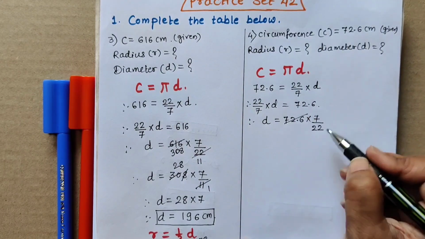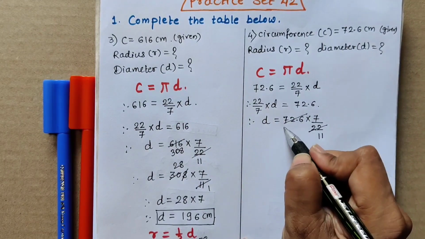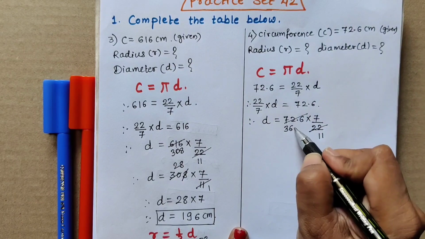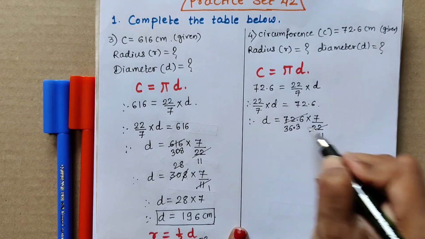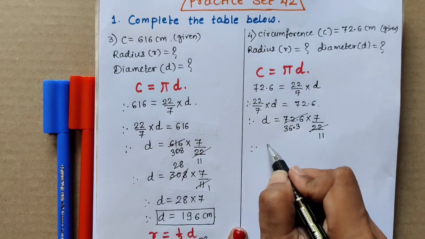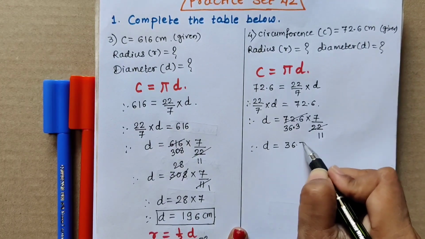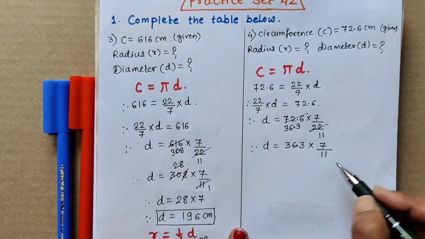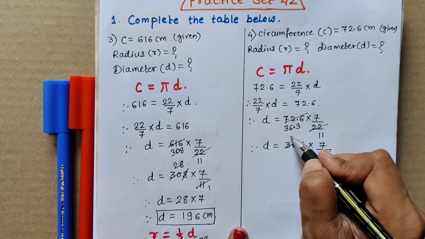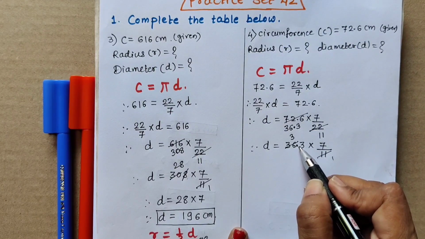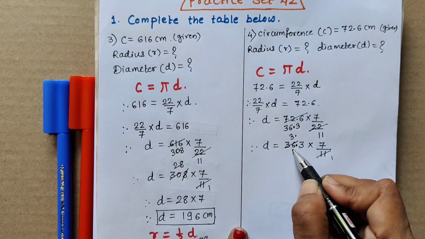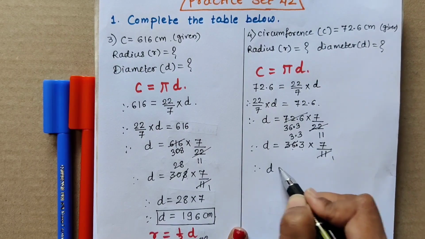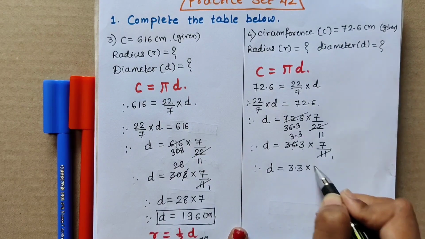Now cancel by 2. 2 ones are 2, 2 ones are 2, 2 threes are 6. 1 remaining, this 2 means 12, 2 sixes are 12, point is there, 2 threes are 6. So therefore D is equal to 36.3 multiplied by 7 upon 11. Again cancel this 36.3 by 11, 11 ones are 11, 11 threes are 33, 36 minus 33, 3 remaining, then point is there. So 3 remaining here and 3 here, again 33, 11 threes are 33. So diameter we are getting 3.3 multiplied by 7.